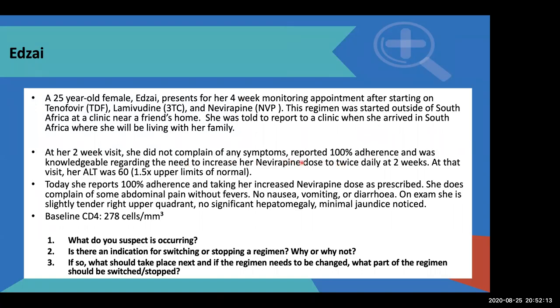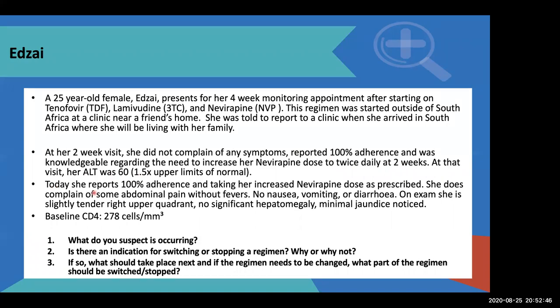Then the nevirapine dose was changed to twice daily. Remember, with nevirapine, we start with a daily dose: 200 milligrams daily for 2 weeks. During the 2-week visit, we increased the dose to BD, so it was done. And during that visit, her ALT was 60. So it was not very high. Remember, from a NIMR perspective, if the ALT is less than 100 and the patient does not have any symptoms, you can manage it. And how do you manage it? You'll tell me now.